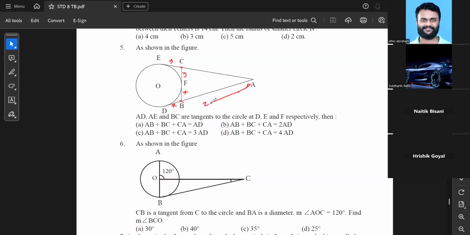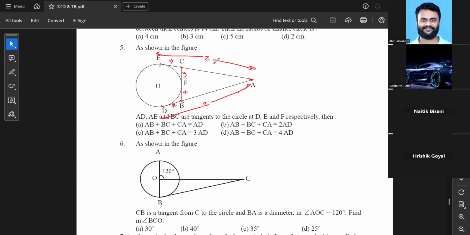Let me call this as Z. How? It's the same principle, it's a tangent property. The second property of the tangent: the distance between the point of contact and the external point is always same. है ना? Okay, so this is Z.